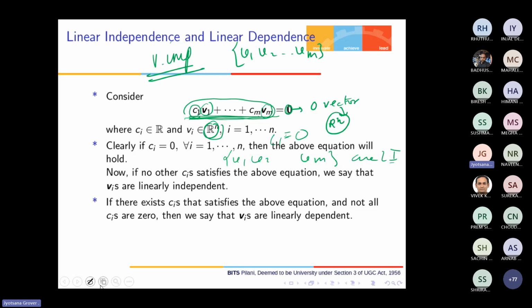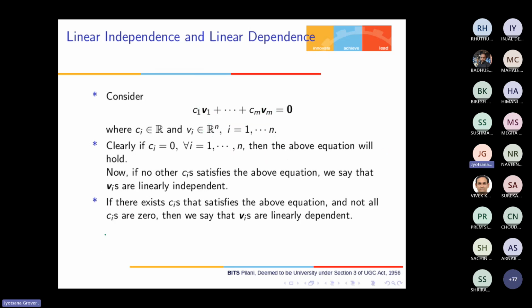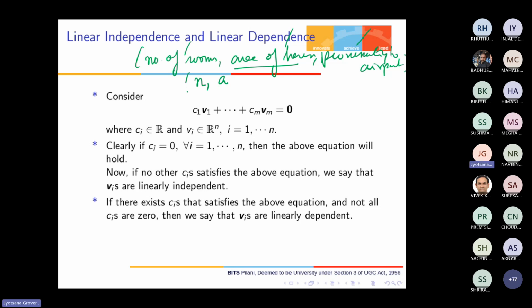For example, let's talk about features. Take the number of rooms, the area of the house, and the proximity to the airport. These are all independent, which means the number of rooms does not depend on the area of the house, and the area of the house does not depend on the proximity to the airport. Take it as distance to the airport.